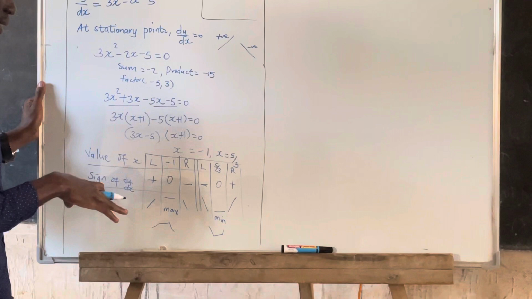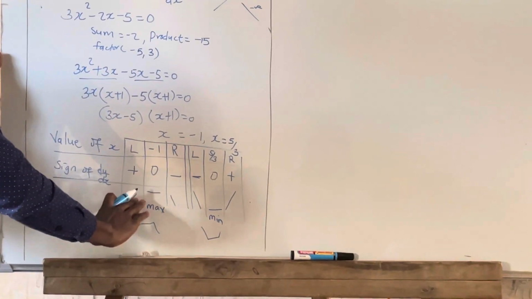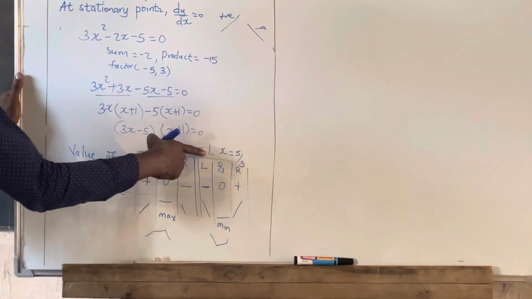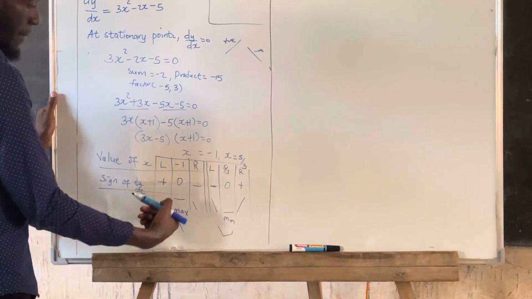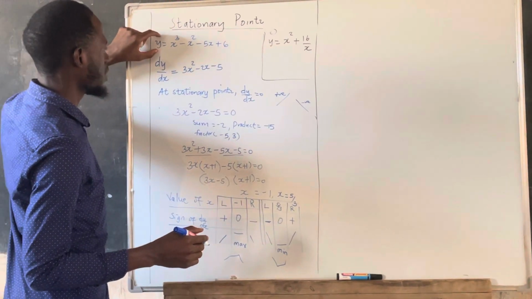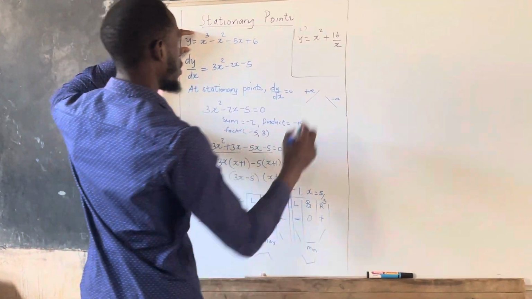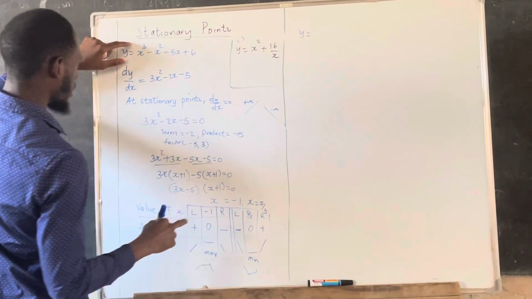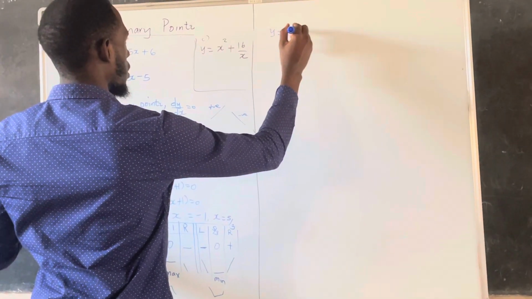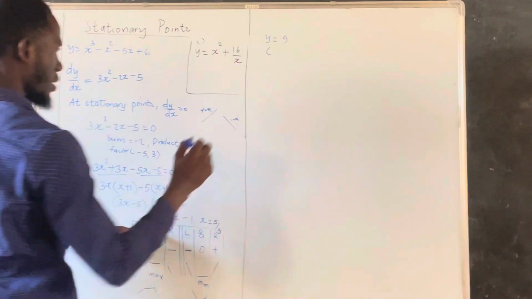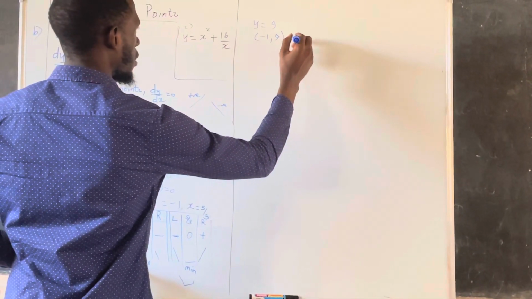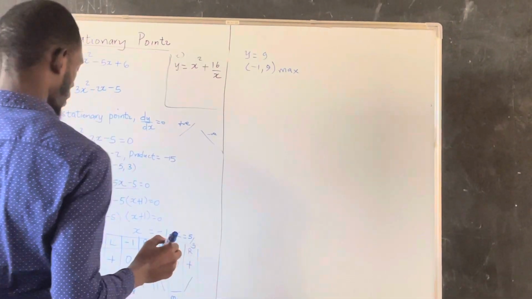So we have established the nature of the turning points. At x equals negative 1, there is a maximum turning point, but we need to get the value of y. How do we get the value of y? We substitute in the initial equation. If I put in negative 1 for x, it gives us a 9. So the coordinate becomes negative 1 and 9, and this is the maximum turning point.